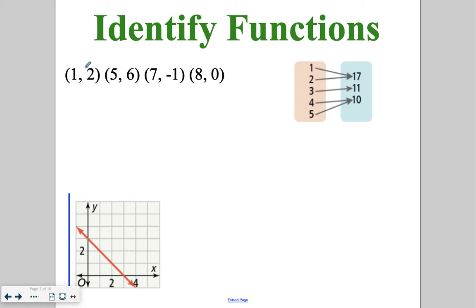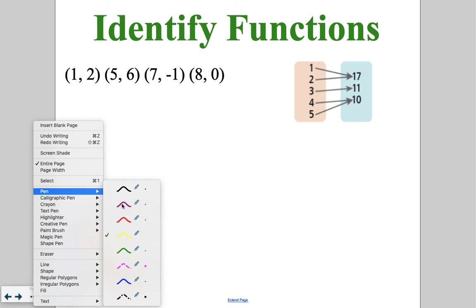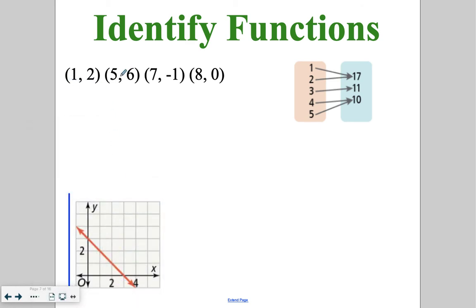Looking at this first one, our list of points, we got 1, 2, 5, 6, 7, -1, and 8, 0. Each element of the domain is going to one element of the range. This is a function, and it is also one-to-one. So you would say that it is a function, and it is also a one-to-one function.